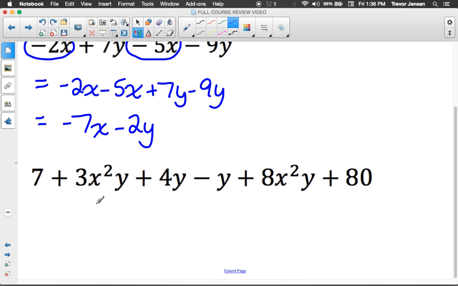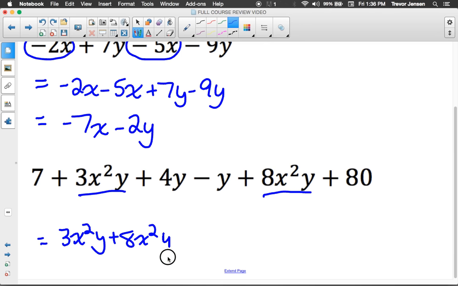Let's look at the next expression here. It's a little bit longer. Find the groups of like terms. I have a 3x squared y and an 8x squared y. Those both have the exact same variables with the same exponent, so I'm going to write those beside each other. 3x squared y, 8x squared y. I have a 4y and a negative 1y, so I'll write my positive 4y and my negative 1y.